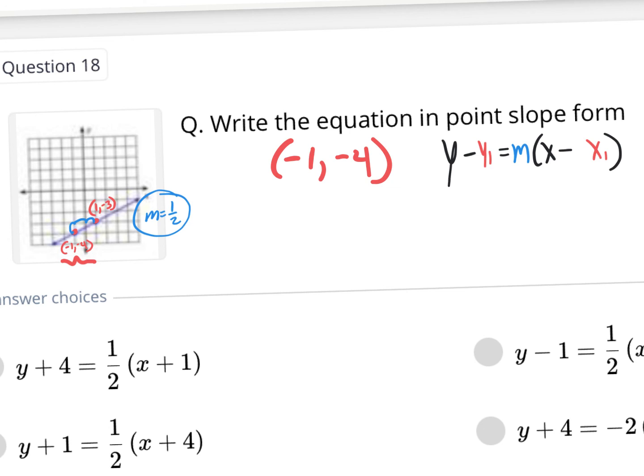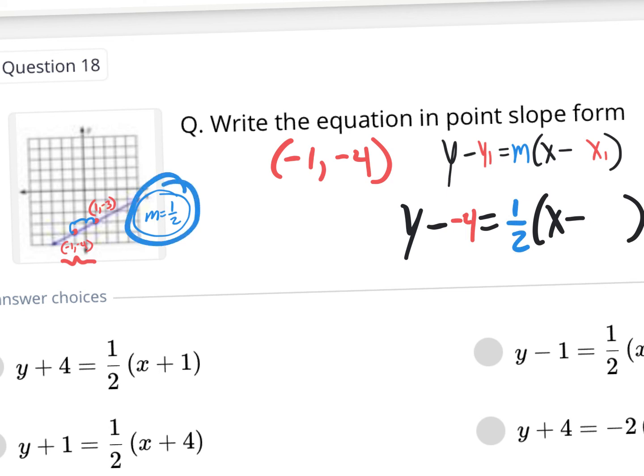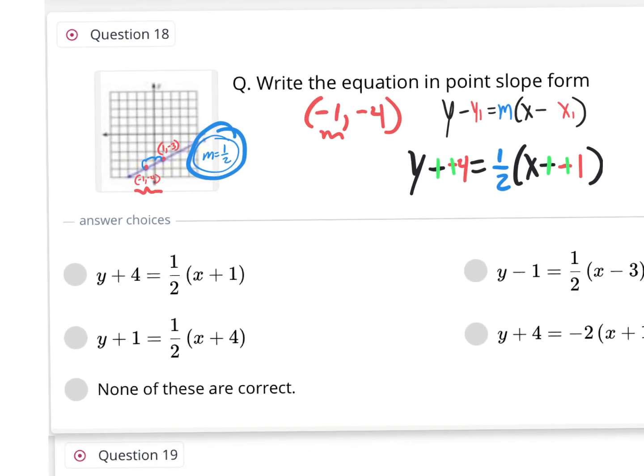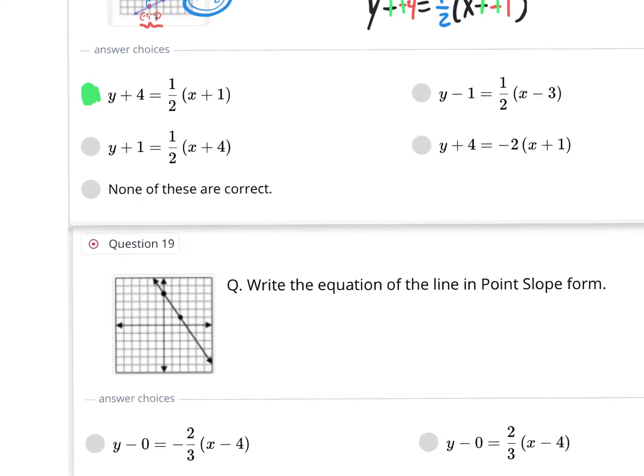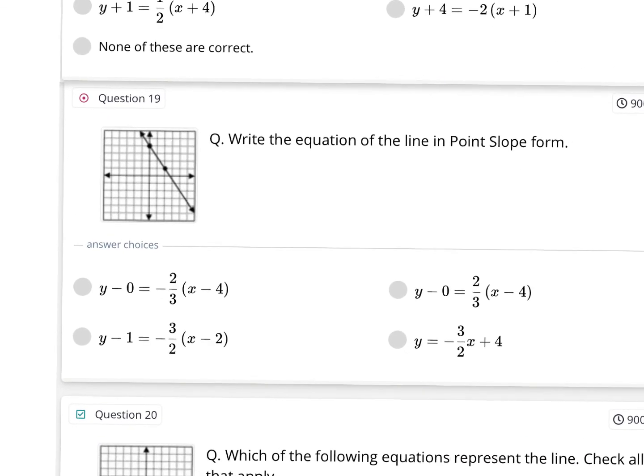And let's plug it into our point slope form with blank spots. And of course, y1 is -4. Our m value is 1/2. We found that by just counting rise over run. And the x1 value is -1. So of course, change the minus to plus, and there's your answer. Y plus 4 equals 1/2 parentheses x plus 1. That is your answer. Moving on to question 19, write the equation in point slope form again.